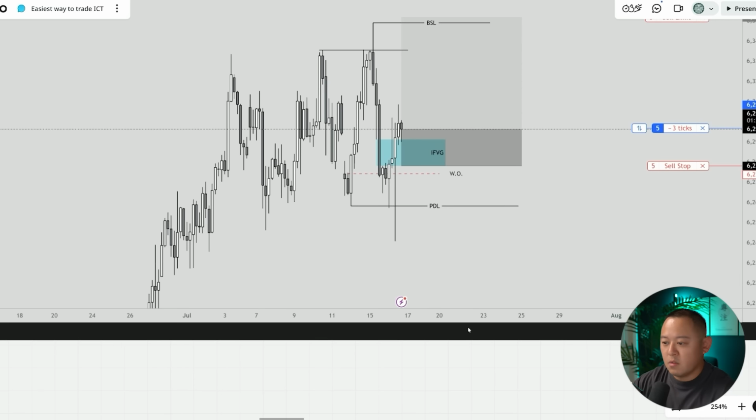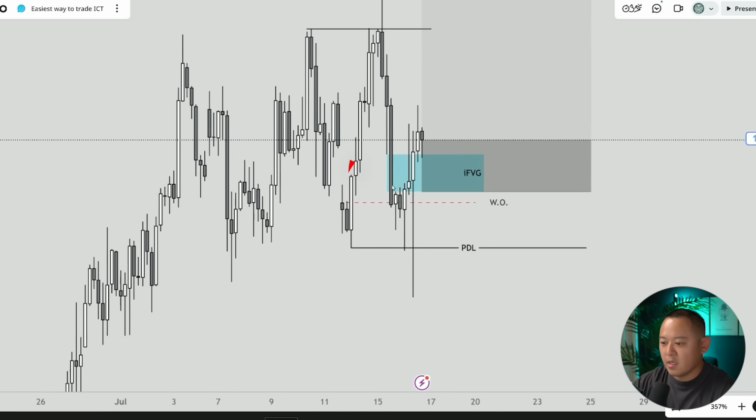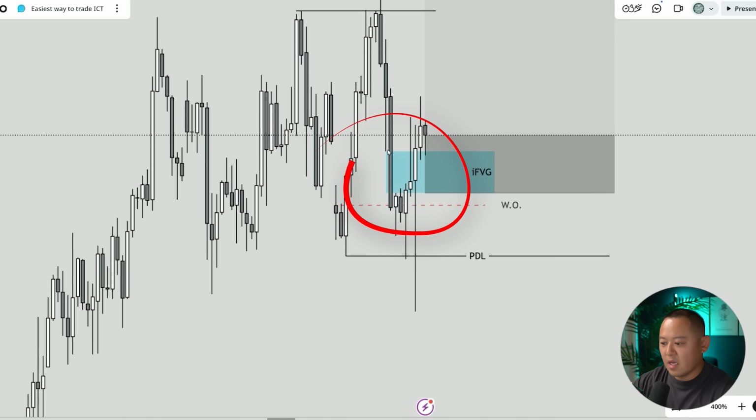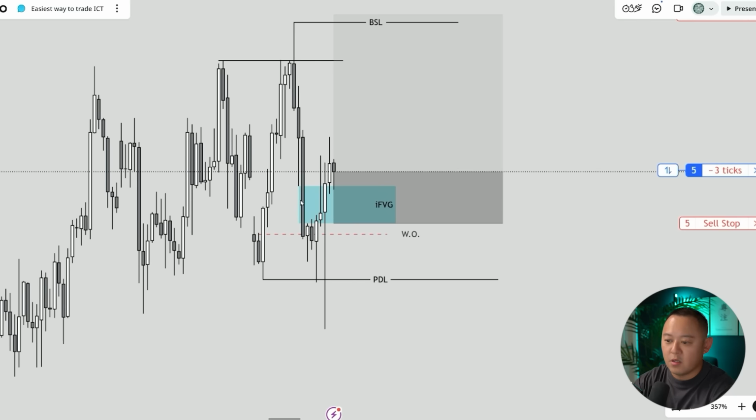I will note, this is not just about fair value gaps. It's very important that you have these fair value gaps marked out, but when we invert those fair value gaps, we can also use these going in the opposite direction. So there is a failure rate with these fair value gaps.